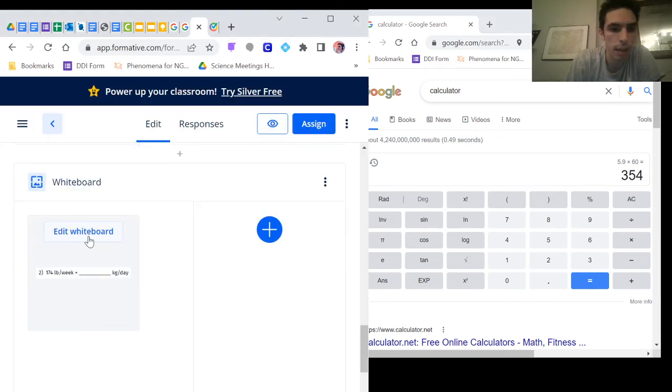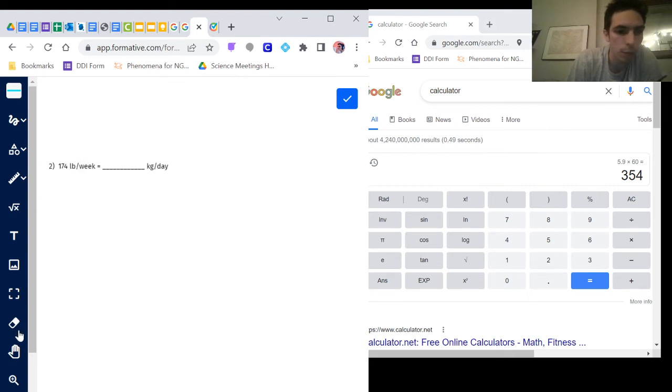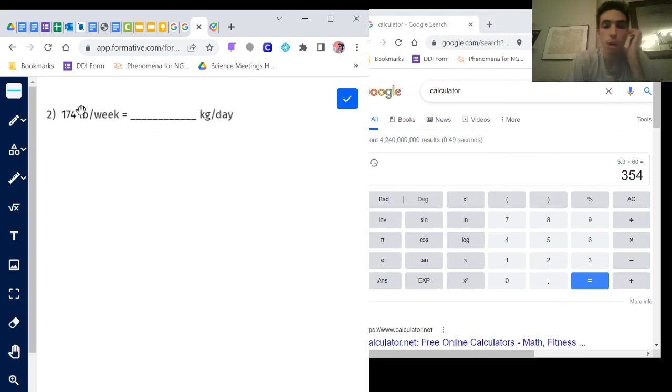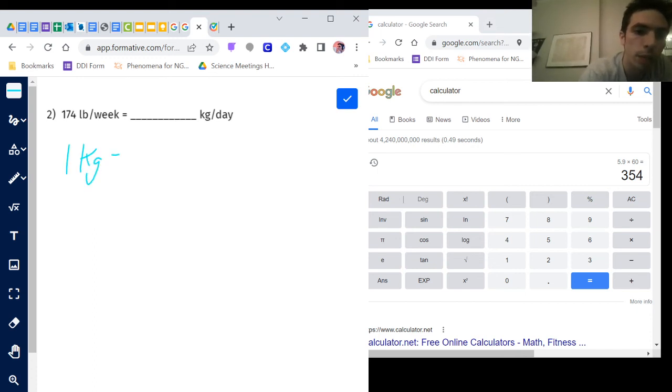That is that. And then one more of these compound unit conversions. So we have, for whatever reason, this conversion that we need to do of 174 pounds per week into some number of kilograms per day. Let's take a second to write out some conversion factors we need here. 1 kilogram is about 2.2 pounds. And we know a week is 7 days.